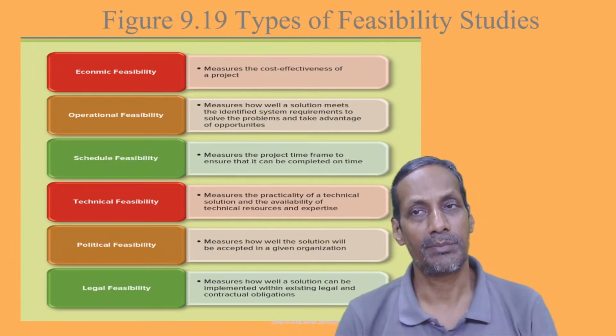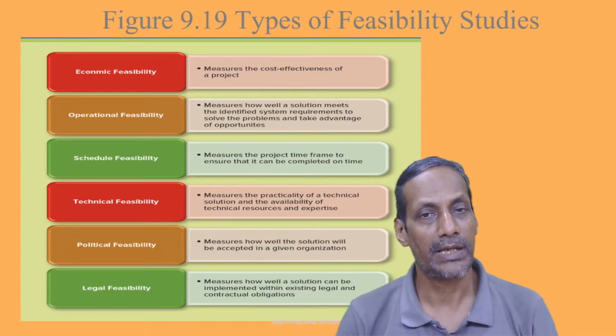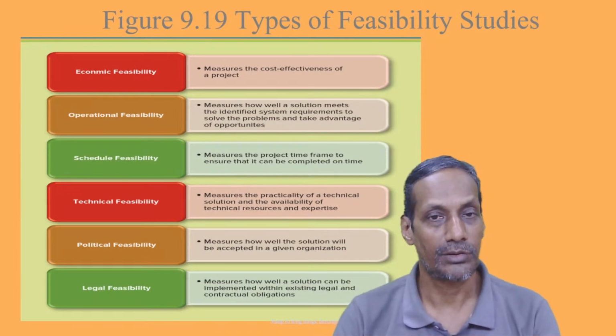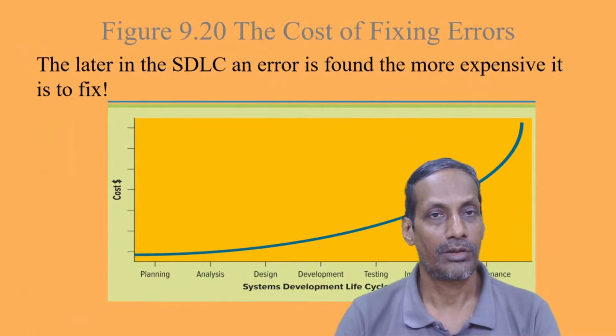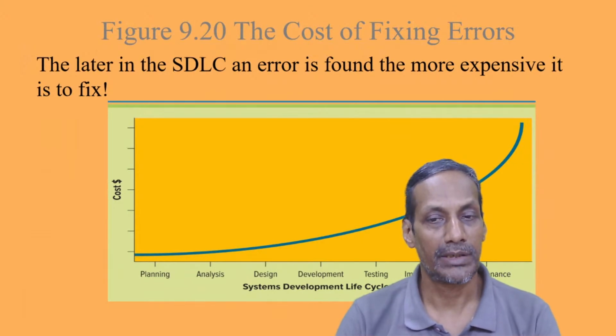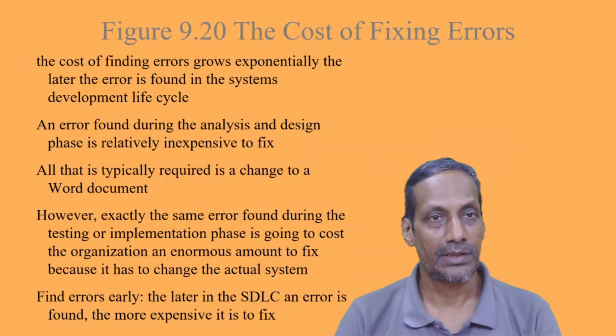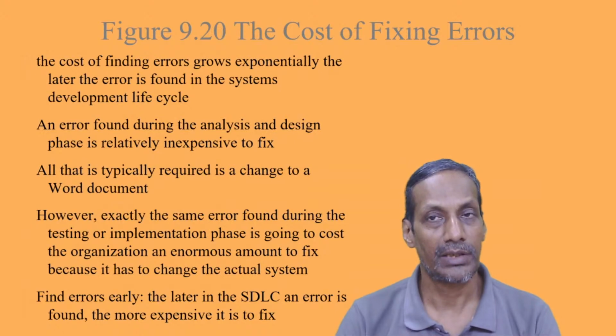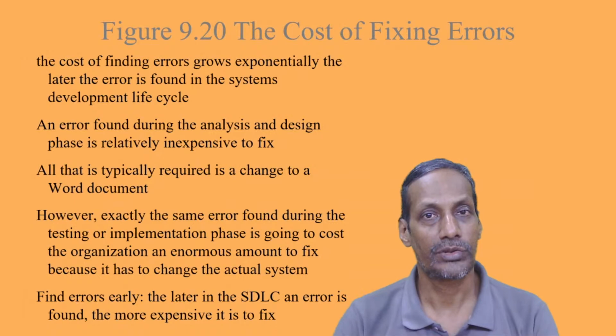So basically, these feasibility studies are very, very important before we can even think of planning, designing, and implementing IS solutions or software solutions. If you take a look, this shows the graph of the costs involved for the development of a system and for going through the various phases of the systems development life cycle. The cost of fixing errors in the SDLC process is something you need to keep track of. The cost of finding errors, you'll see that it grows exponentially.